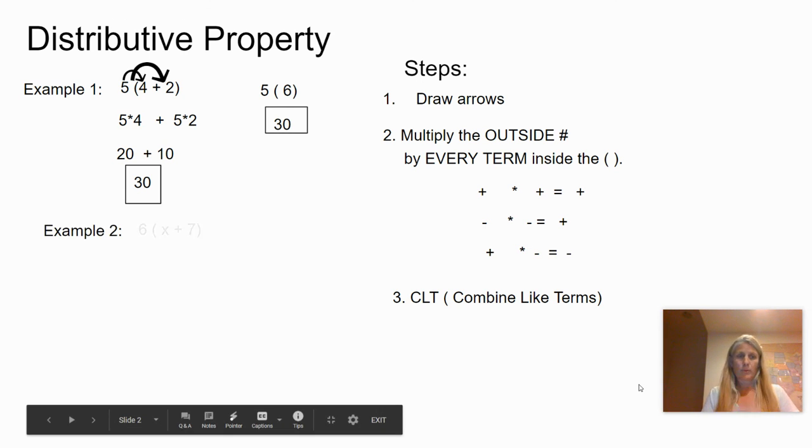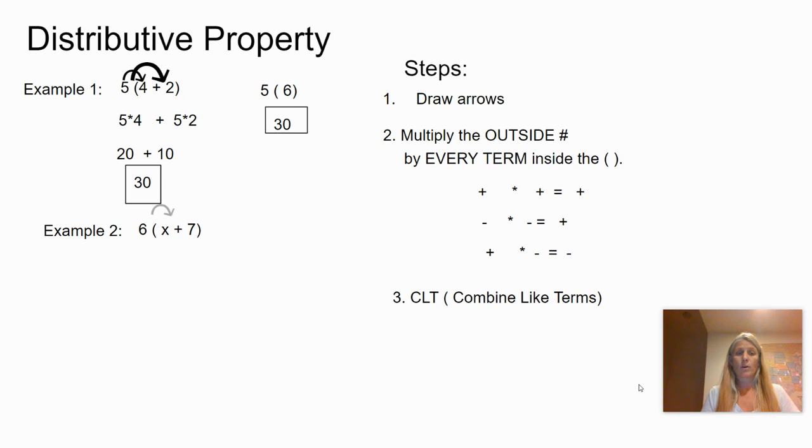So here we have example 2. We have 6 times the quantity x plus 7. We're going to draw our arrows, and we're going to go 6 times x plus 6 times 7. So we're taking that number 6 on the outside, and we're multiplying it by every single term on the inside. Now 6x is already simplified. We can't do anything else, so that stays 6x. 6 times 7 is positive 42. So our answer becomes 6x plus 42. Use your calculator if you need to for your multiplication.